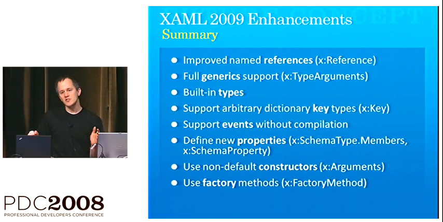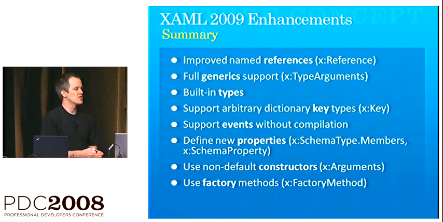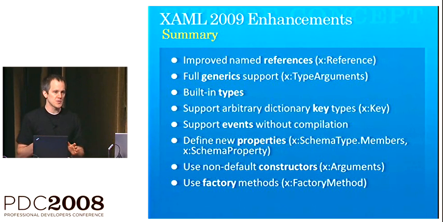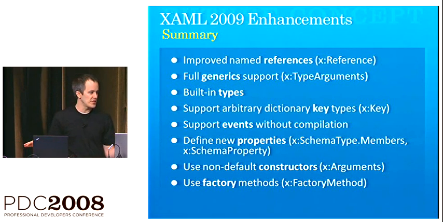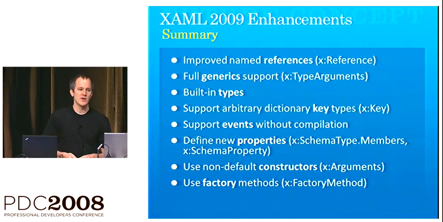So we've got a lot of great features coming in XAML 2009. Improved name references using x:Reference. Full generic support. Built-in types for easier authoring. Support for arbitrary dictionary types. Support for events without compilation. You can define new properties declaratively in XAML. You can use non-default constructors and static factory methods.